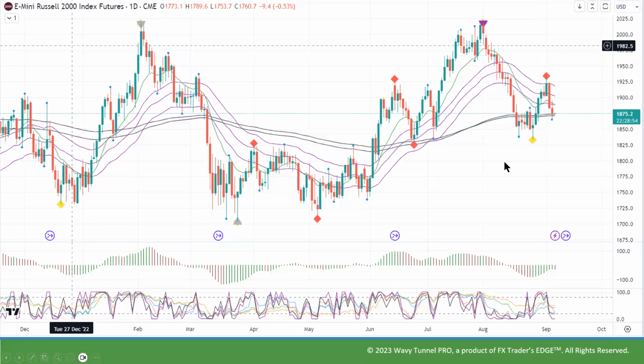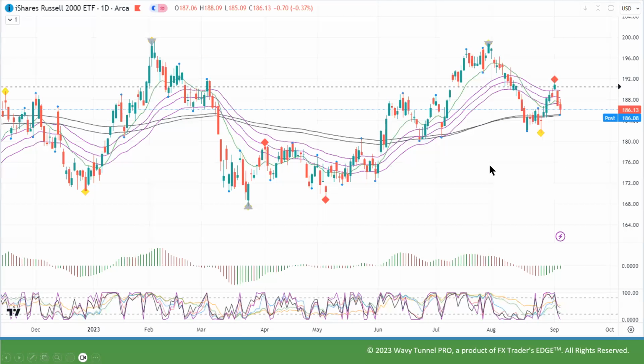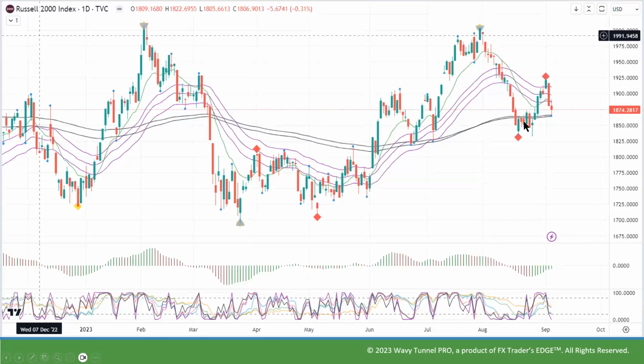Now let's look at the Russell. I'm going a little bit too slow if I want to show you all the other stuff. Let's look at the Russell. Russell's a little bit different because we've already hit the tunnel. So with the Russell, I'm going to show you here. That was the ETF, and this is the futures. This is the ETF, and this is the Russell 2000 on the Forex trading platform.